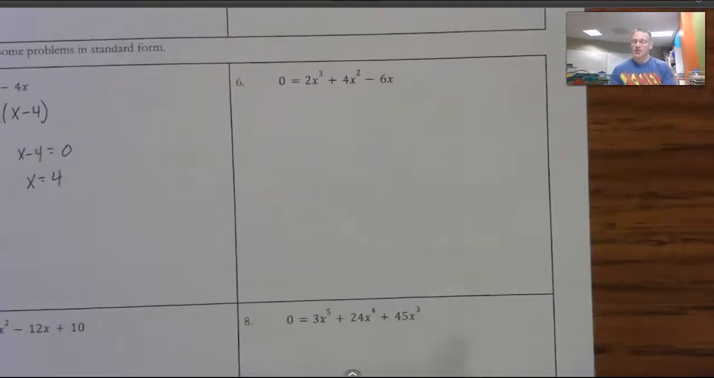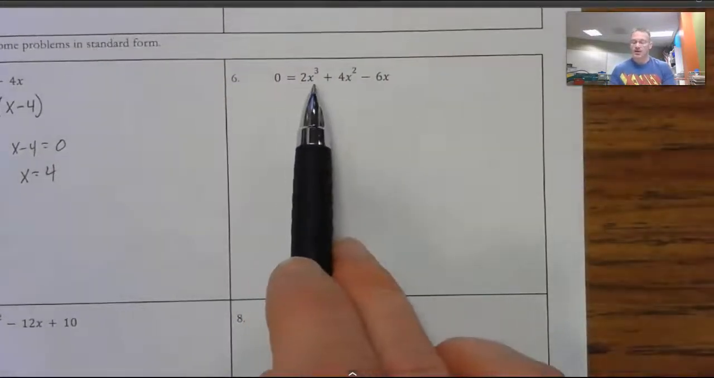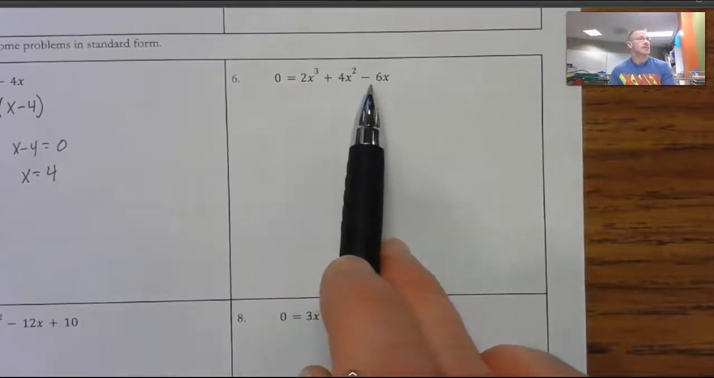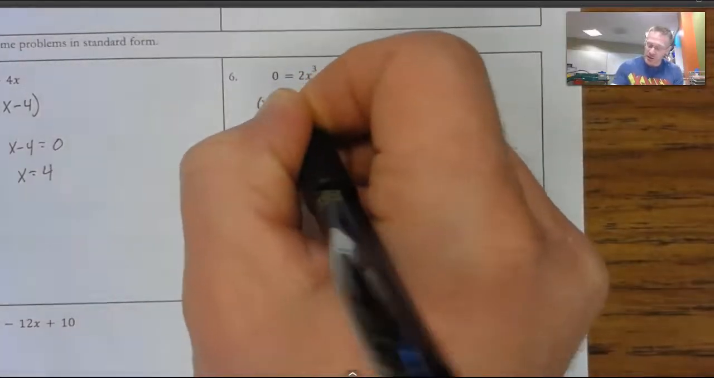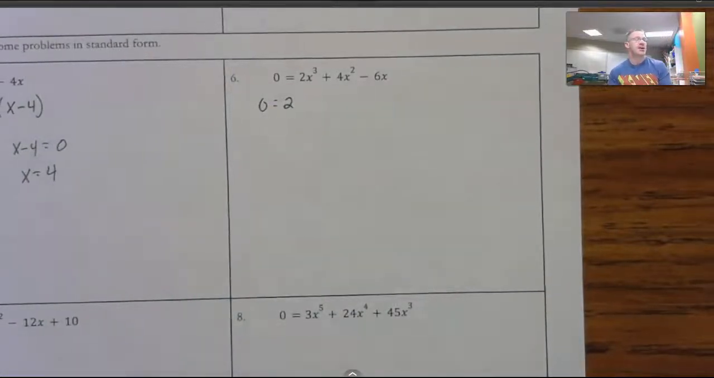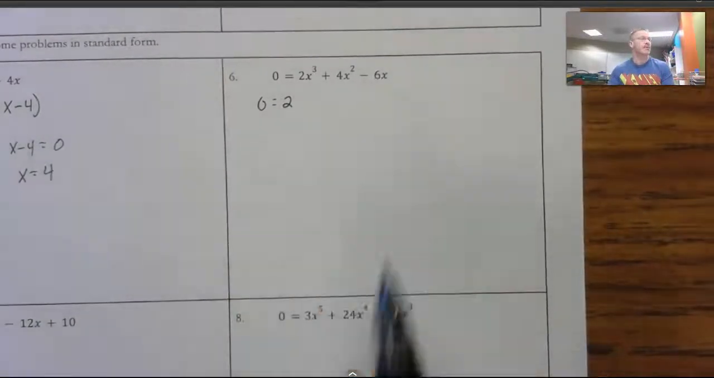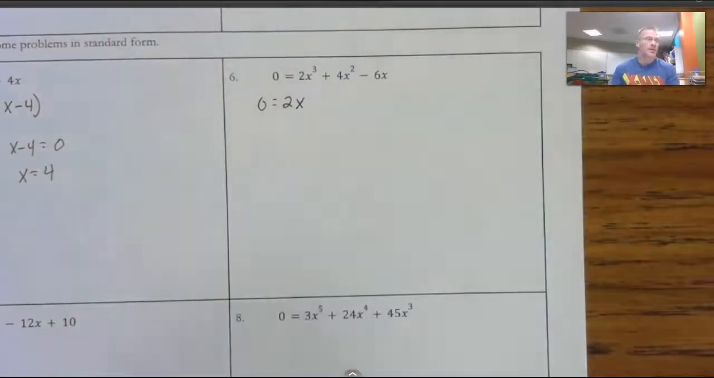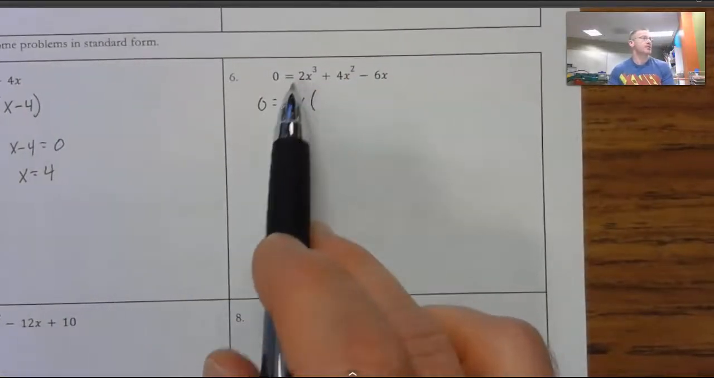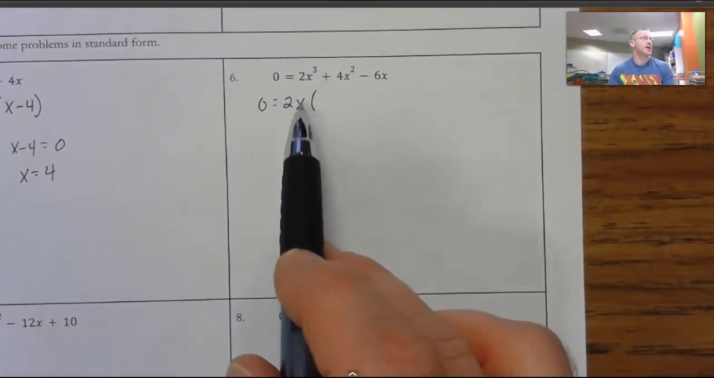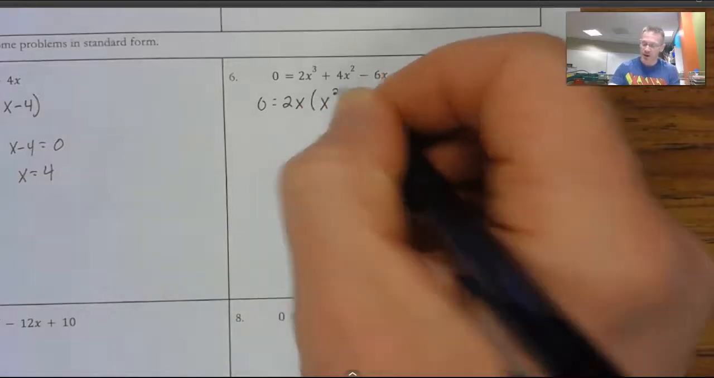All right, let's look at 6. Now notice when I look at 6, I can see that I can divide everything by 2. So 2 is common to 2, 4, and 6. I can see that there's a variable common to everything, so I can take out an x. Now I have to figure out what's left. So 2 divided by 2 is 1. I had x cubed. I took out 1x. I'm left with 1x squared.